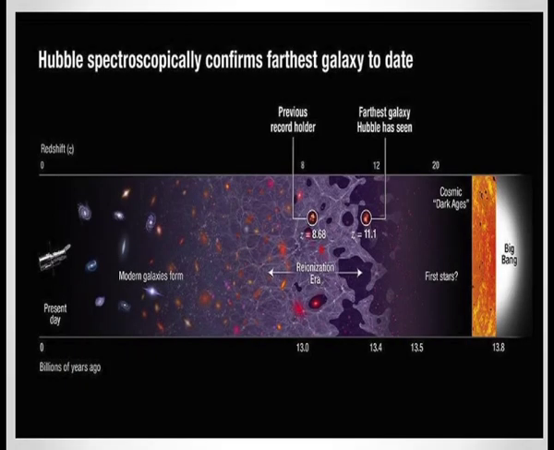This is the picture which explains the formation of the universe. So here you can see the Big Bang. This Big Bang explosion happened some 13.8 billion years ago. Then some 13.5 billion years ago, the cosmic dark ages, the first stars would have been formed. Around 13 billion years ago, the reionization era happened. Then the modern galaxies would have formed some 4 billion years ago. So our solar system might have been formed some 4 billion years ago.